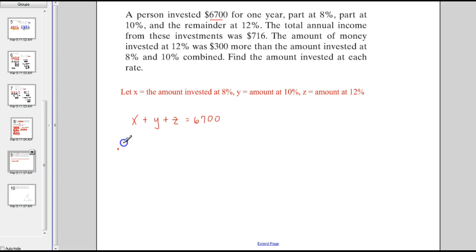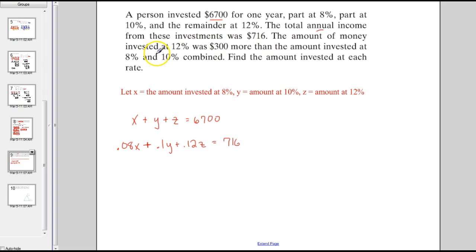So 8% came from X. The income is the interest earned, and the interest is principal times rate times time. Well, it's 1 year. Okay, so time is 1, right? Annual. So time is 1. So rate, and this is principal. Principal times rate, and there's no time. So 8% times X, 10% times Y, and then 12% times Z. If I add those 3 together, I get 716. So there's another equation. So I got 2 of the 3 equations.